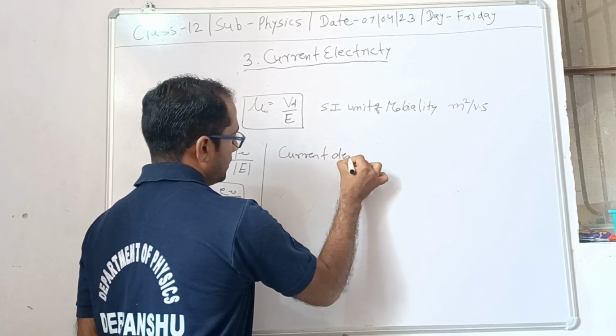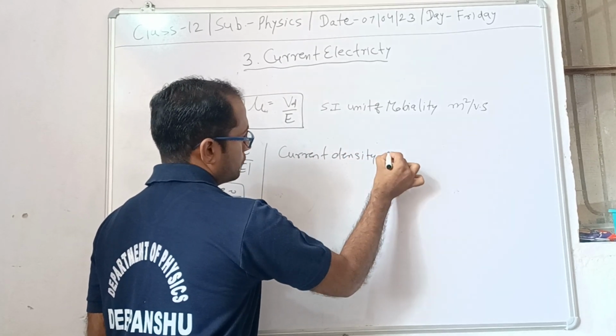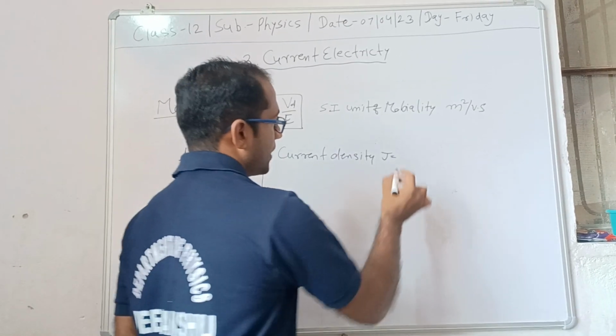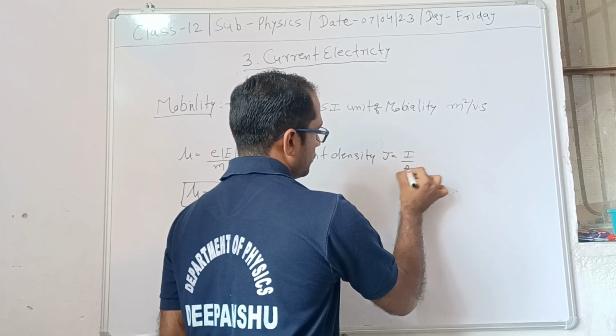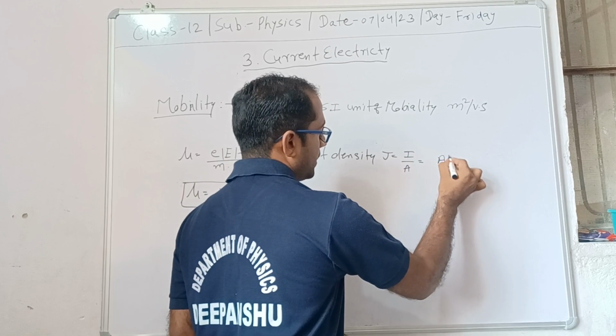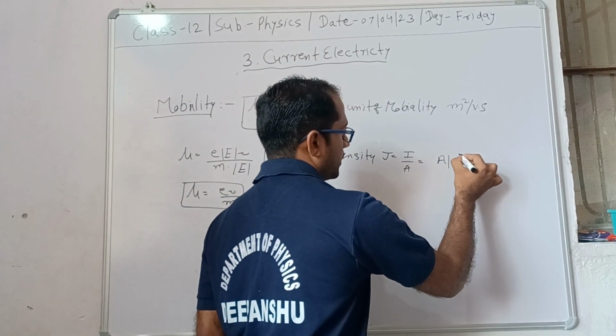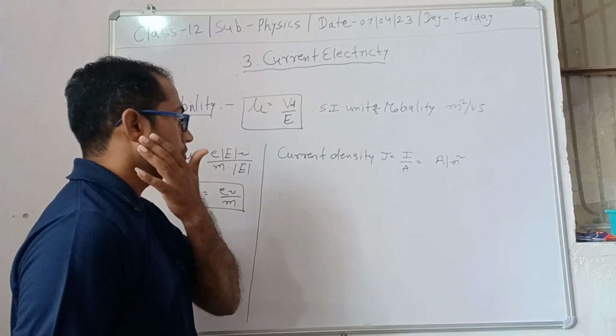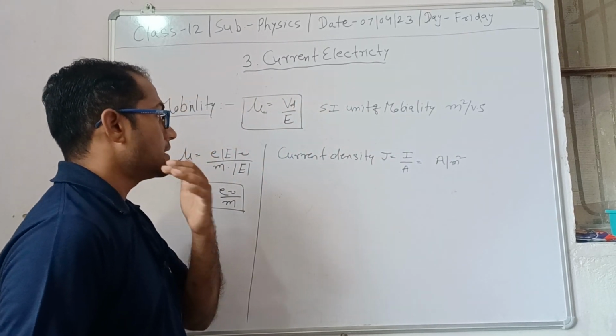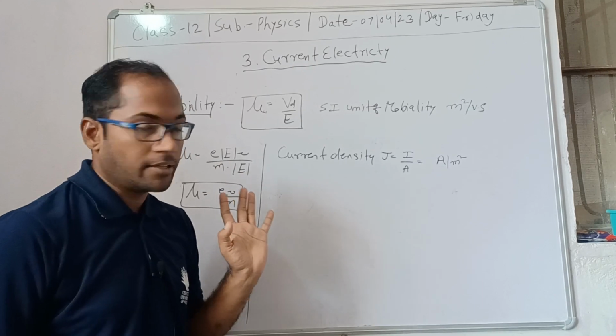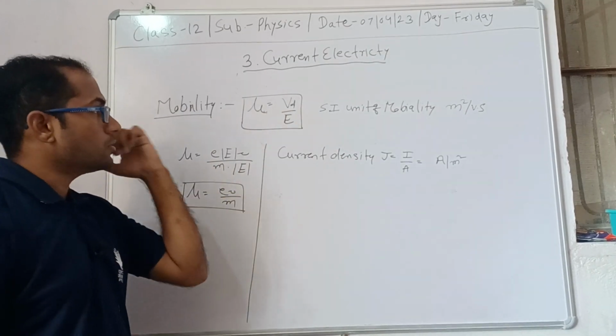In current density, we know that this is equal to I by A. The unit of I is ampere and A is the surface area, whose unit is meter square. So this is the SI unit of current density, and this is the SI unit of mobility.